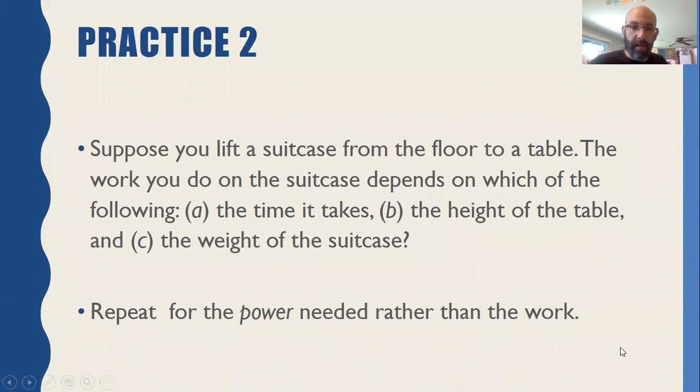Okay. All right. Let's look at number 2. Suppose you lift a suitcase from the floor to the table. The work you do on the suitcase depends on which of the following: A, the time it takes, B, the height of the table, or C, the weight of the suitcase.